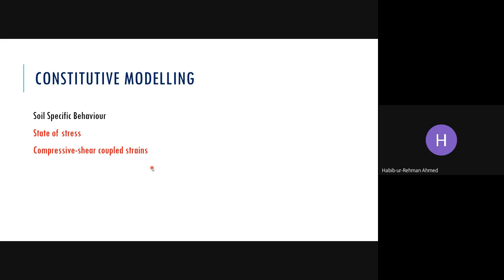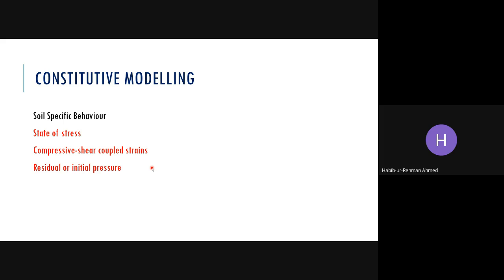Some other materials may have it, but most materials don't have this kind of behavior. That's why a very important question we always ask the students is why we use a compressive strength of concrete and we say shear strength of soils. We don't say compressive strength of soil. This is the reason: the shear strains are always taking place hand in hand with the compressive strain. So again, this is a unique behavior.